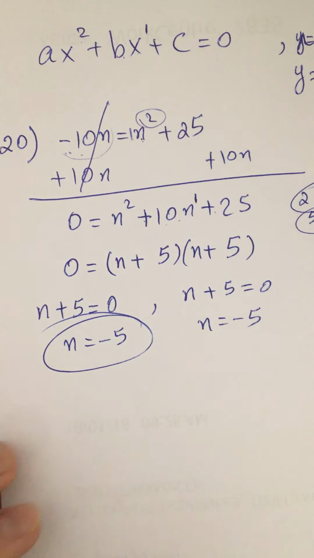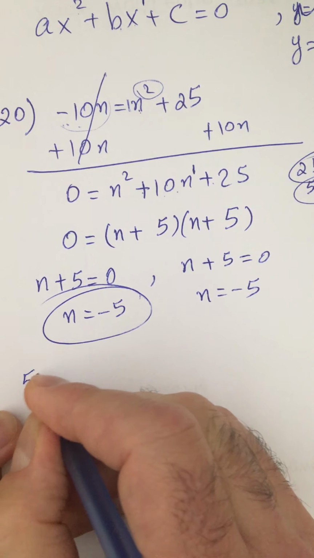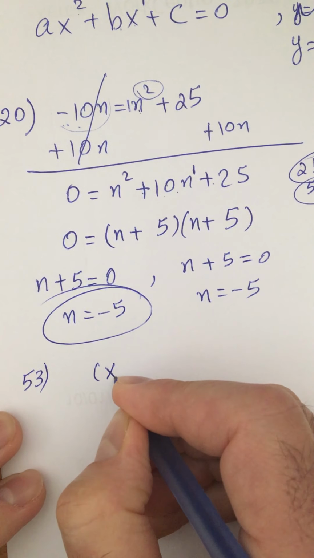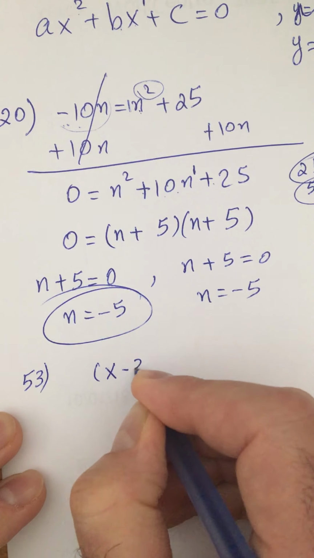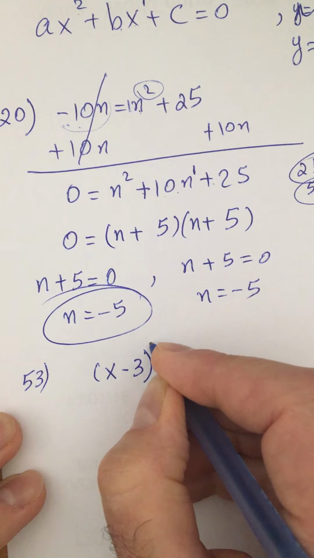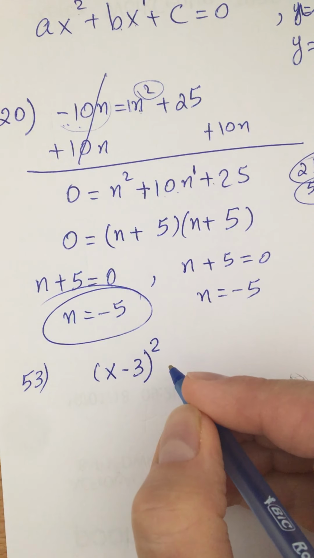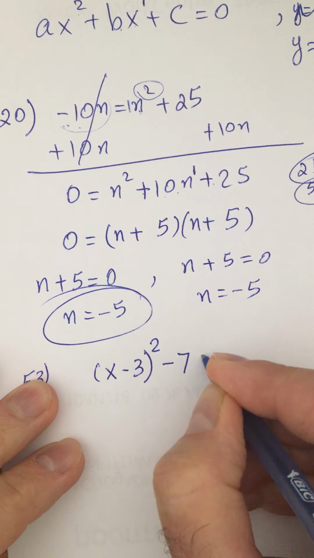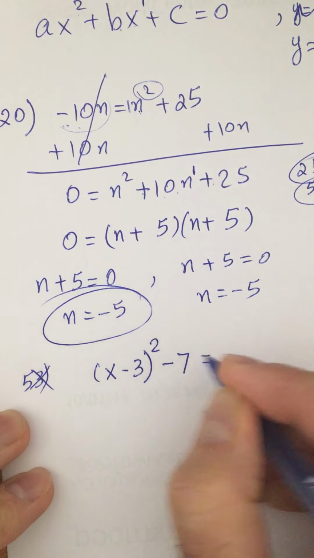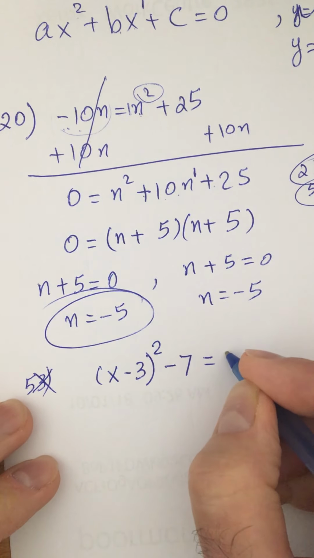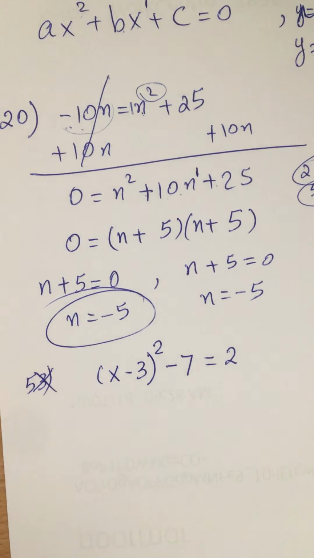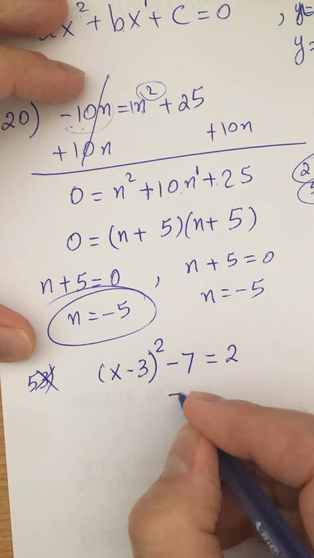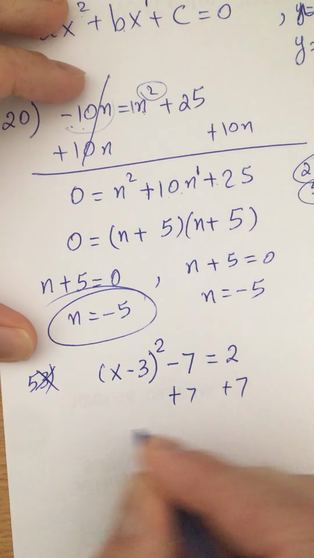53. And I'm going to modify 53 a little bit. So this is not exactly 53, just a little bit. So I'm going to add x minus 3. You have (x minus 3) squared. In the book, it says plus 7. I am going to make it a minus 7. So this is not exactly 53. So I want to isolate this. So I'm going to add 7.